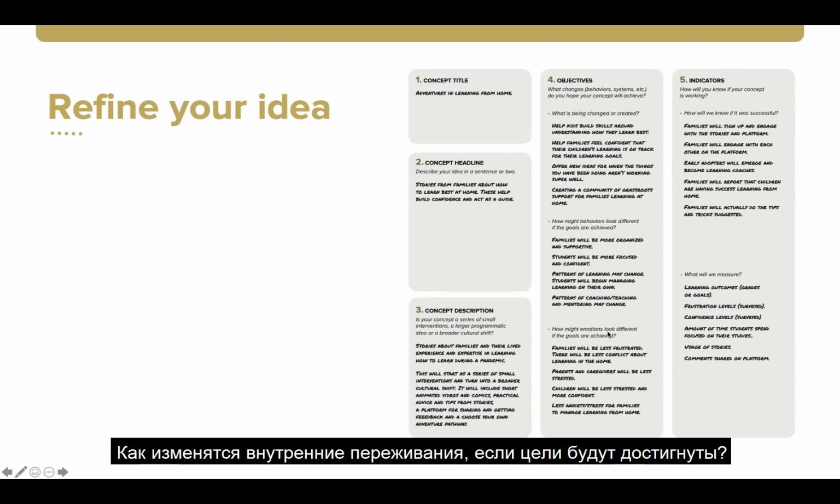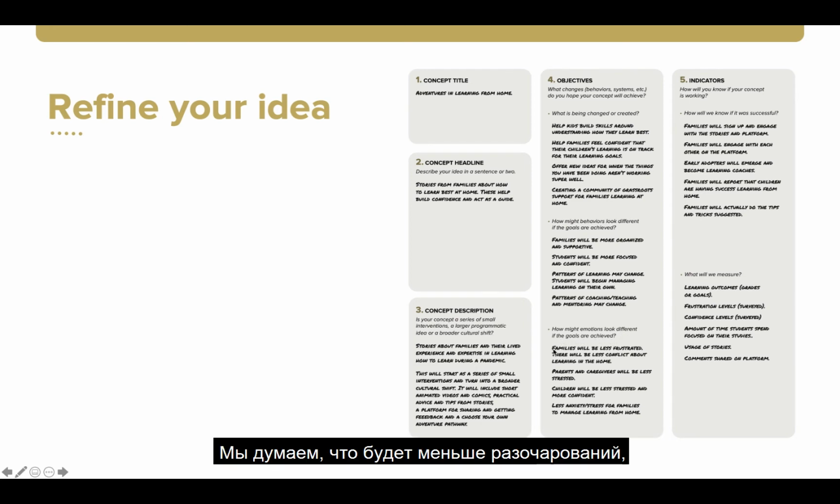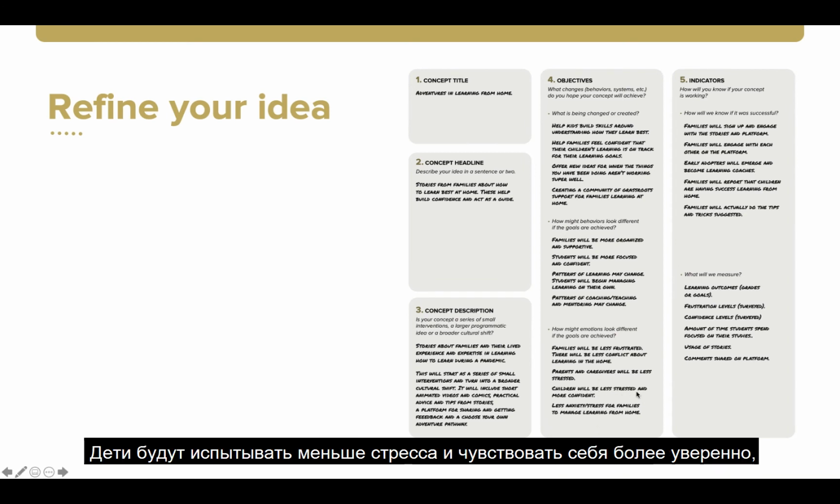How might emotions look different if the goals are achieved? Well, we believe that families will be less frustrated. There will be less conflict about learning in the home. Parents and caregivers will be less stressed. Children will be less stressed and more confident, and there will be less anxiety and stress for families managing learning from home.